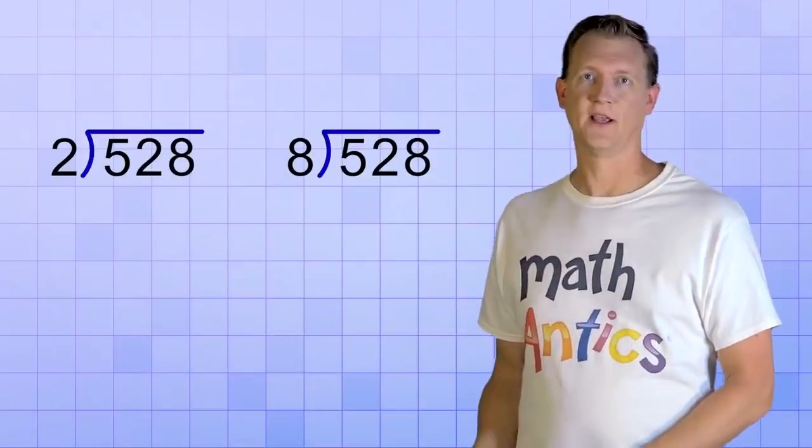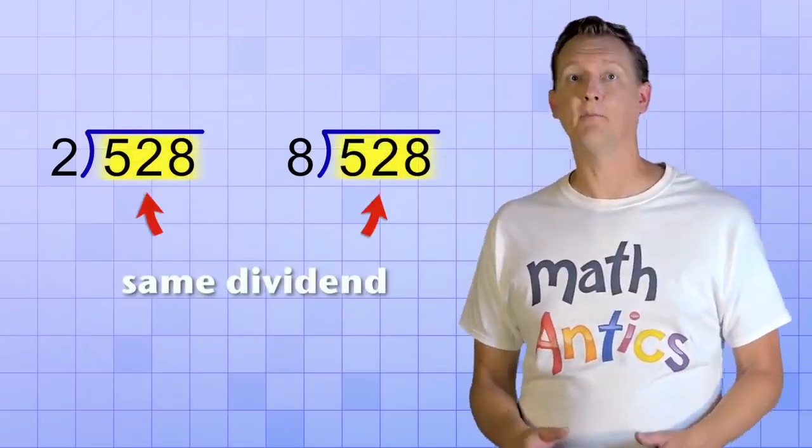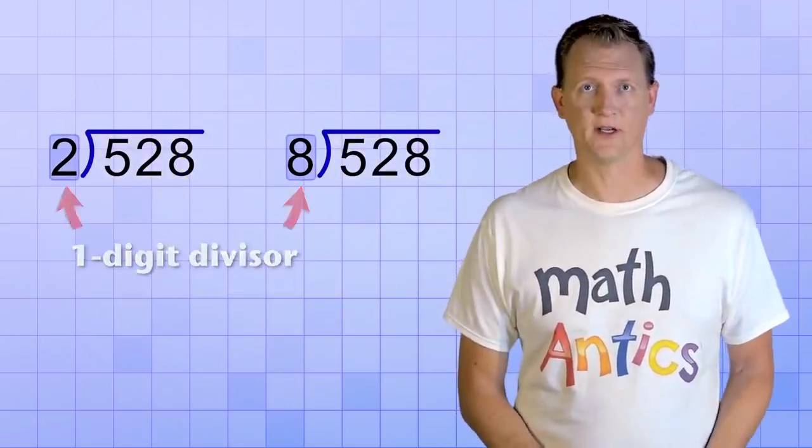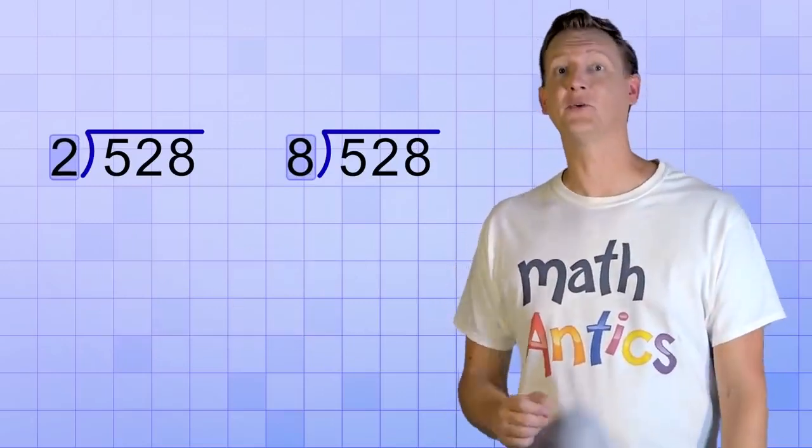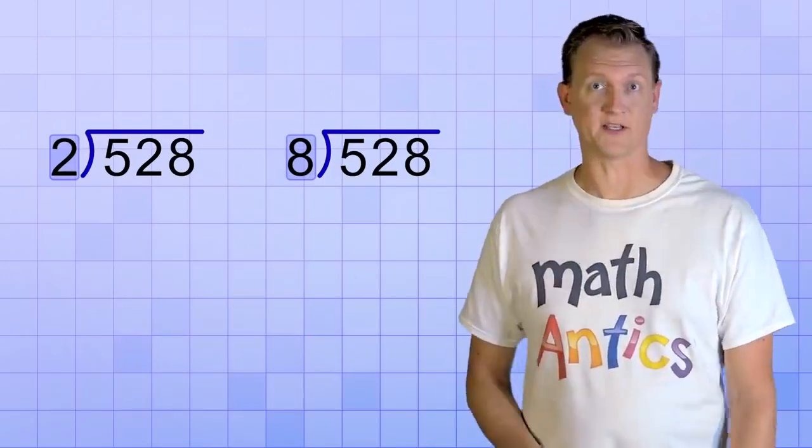To see what I mean, have a look at these two division problems. They both have the same dividend and both have a one-digit divisor. But these divisors are different numbers, and as you'll see, that's going to affect our digit by digit division process.